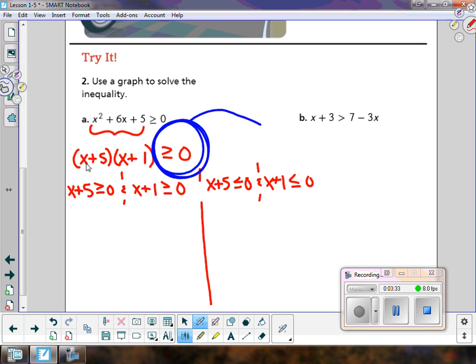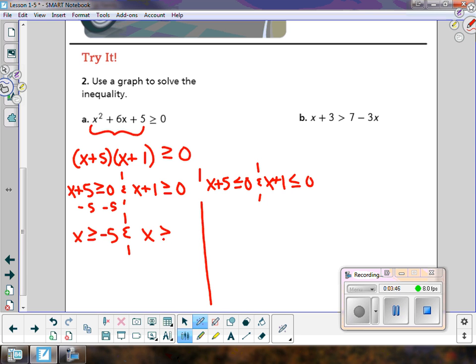In this one, we simply take away 5 from both sides, so you get x greater than or equal to -5. Don't forget we have "and." X is greater than or equal to -1 after we take away 1 from both sides. So keep in mind, this is "and," meaning both of these have to be true.